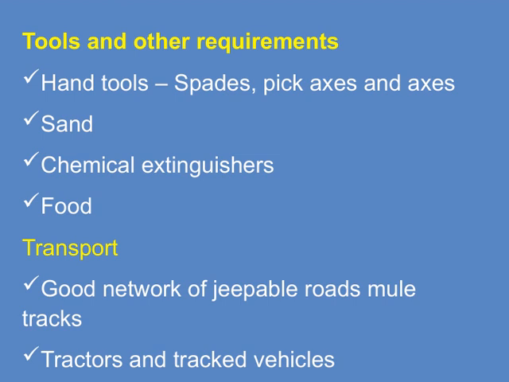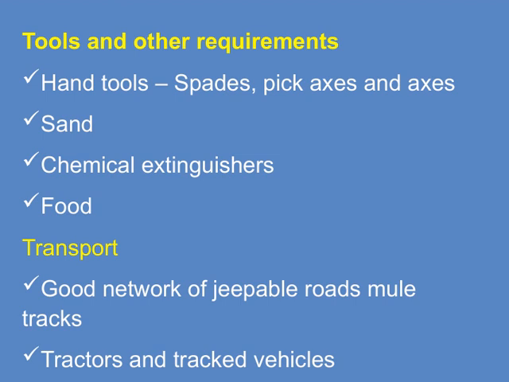Transport is another critical aspect, and having a good network of jeepable roads and mule tracks makes a huge difference in moving personnel and supplies efficiently. Additionally, tractors and tracked vehicles are invaluable for heavy-duty tasks, such as clearing land or transporting larger loads. All these tools and resources are interconnected and play a vital role in ensuring our operations are effective and safe.